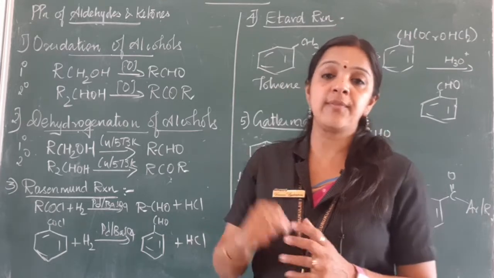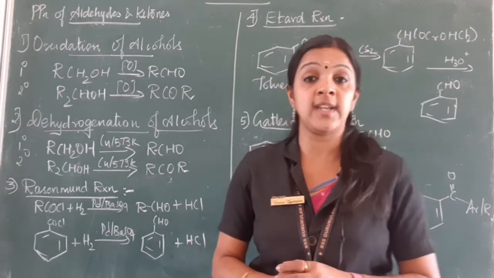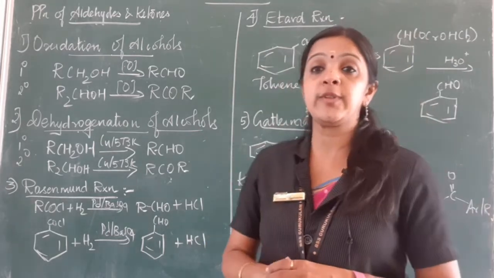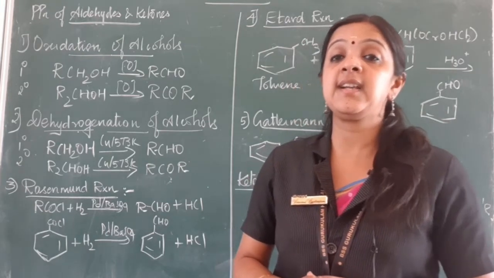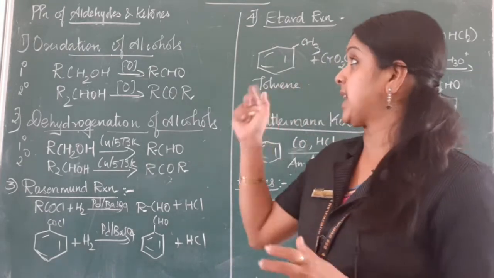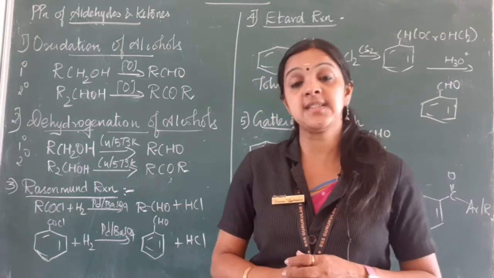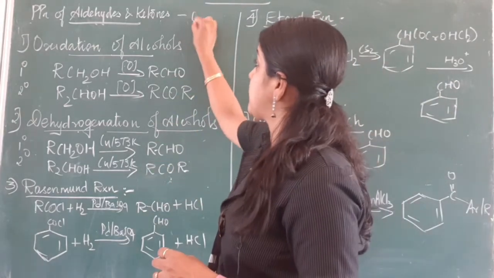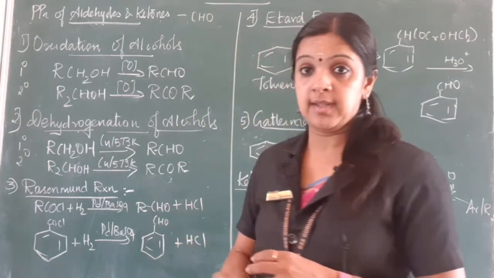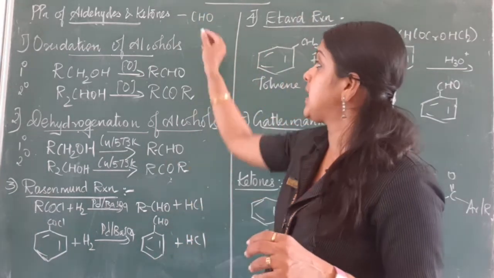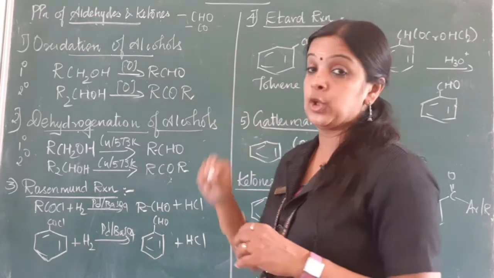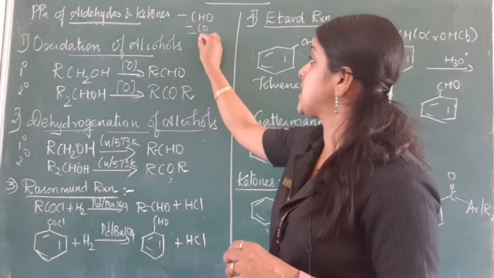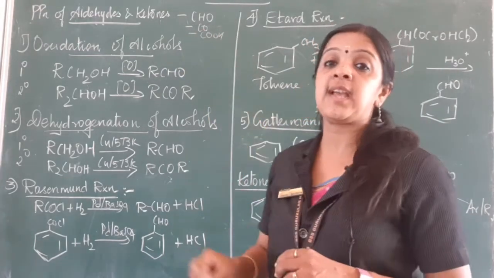Okay. So we have completed 2 chapters in our organic. The third chapter which we are going to see today is aldehydes, ketones and acids. First let us see what is an aldehyde. Aldehydes have a CHO group in their compound. Ketones have a CO group and acids have COOH, carboxylic acid.